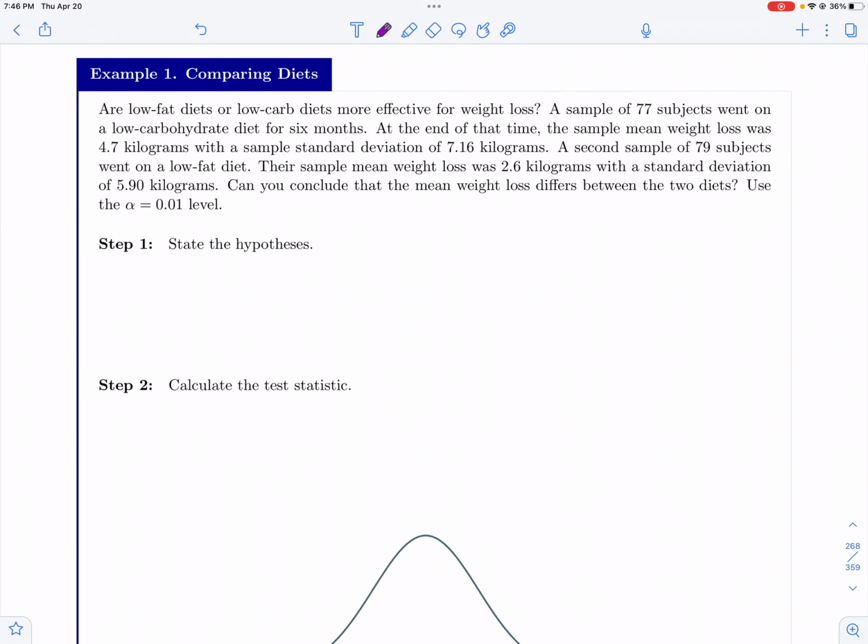For this one, we're comparing diets. Are low-fat diets or low-carb diets more effective for weight loss? A sample of 77 subjects went on a low-carbohydrate diet for 6 months. At the end of that time, the sample mean weight loss was 4.7 kilograms with a sample standard deviation of 7.16 kilograms. A second sample of 79 subjects went on a low-fat diet. Their sample mean weight loss was 2.6 kilograms with a standard deviation of 5.90 kilograms. Can you conclude that the mean weight loss differs between the two diets? Use the alpha equals 0.01 level for this one.